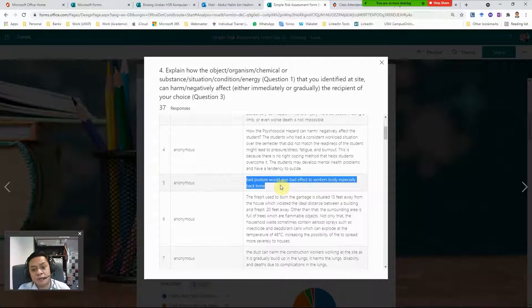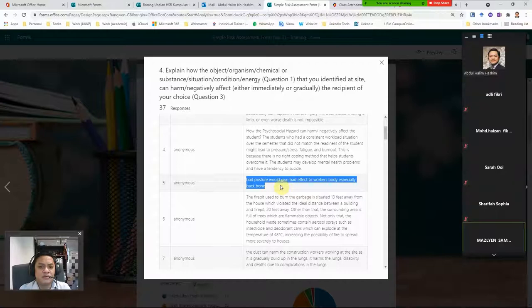This is another example of a wrong answer. I ask you to explain how, but you give me the consequences again. Bad posture would give bad effect to workers' body, especially backbone. It doesn't explain what really happened. The hazard is something that can potentially happen. The accident is when that potential is realized. For example, if you punch me in the face, I will get a lot of bruises on my face. That is how a punch meets my face. That is a hazard, but not in this context, because that is not working. That is assault.